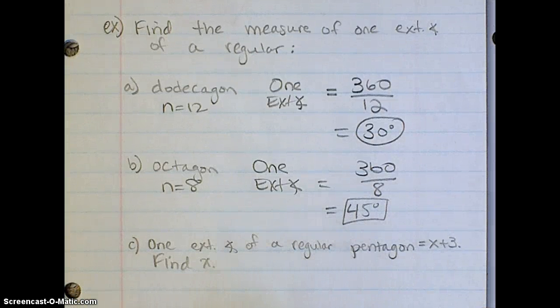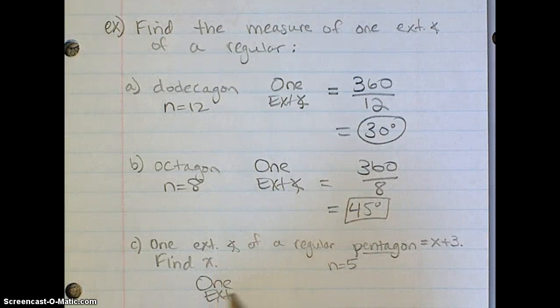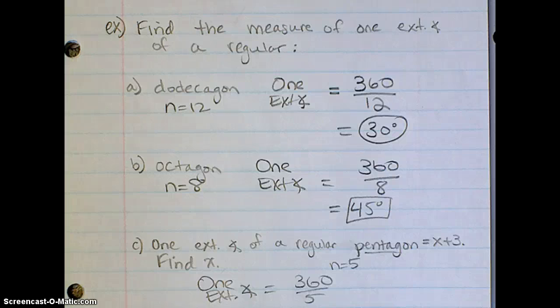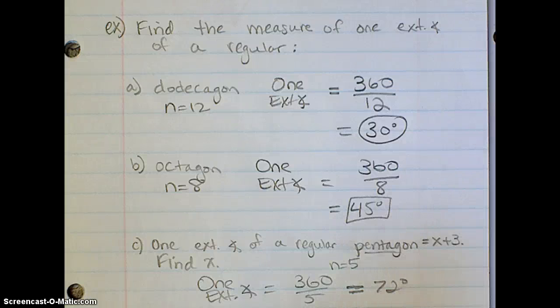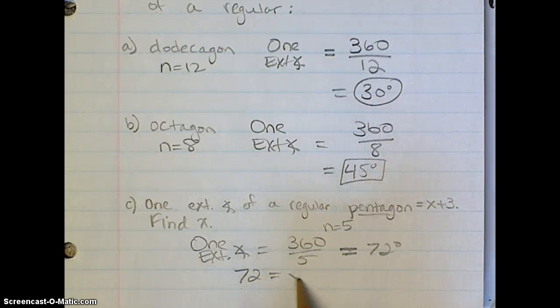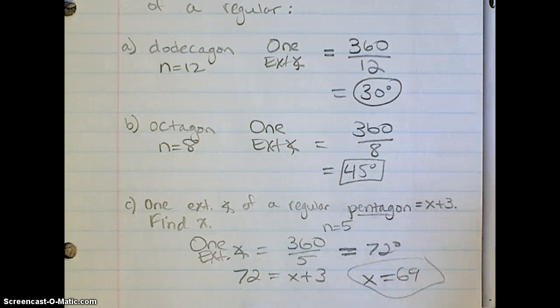Now part C. It says one exterior angle of a regular pentagon equals x plus 3. Find x. Well, first of all, we need to find out in degrees what the measure of an exterior angle is if n equals 5, since it's a pentagon. So one exterior angle equals 360 divided by 5, which is 72 degrees. Now I have 72 degrees equals x plus 3. So I know x has to be equal to 69.